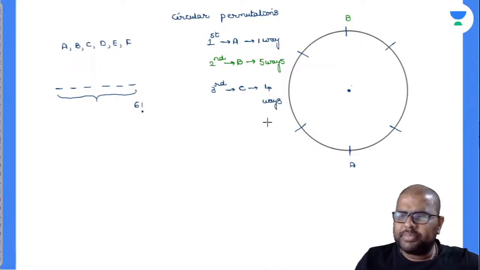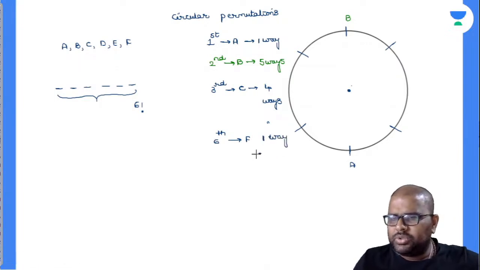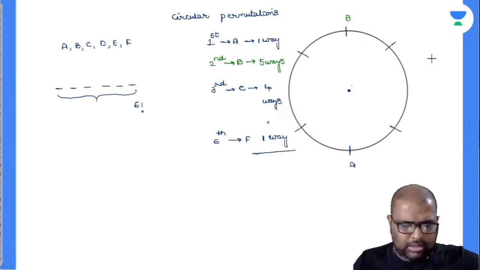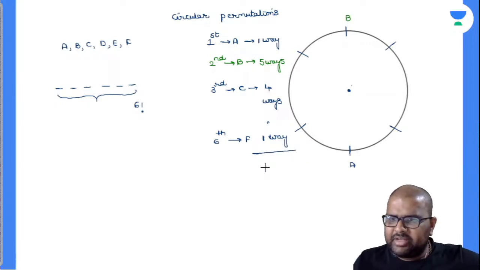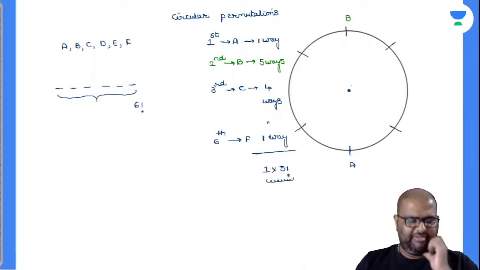The last person will be the 6th person. The 6th person can be seated in how many ways? Is it one way? Yes, only one way. Only one slot will be left over. Combine all those cases: the first person can be seated in one way and the remaining 5 persons can be seated in 5 factorial ways. Is this the answer there? Yes, this is the answer. Perfectly done, right?